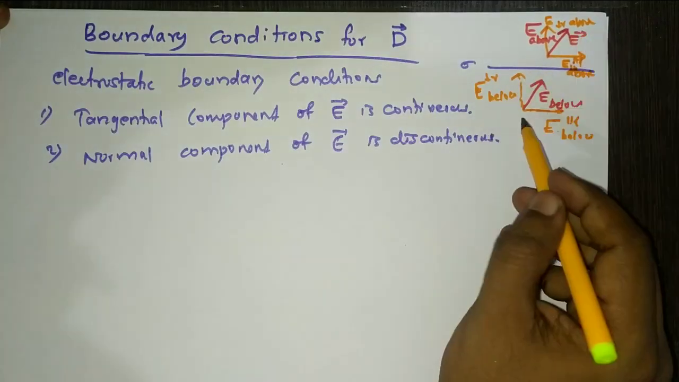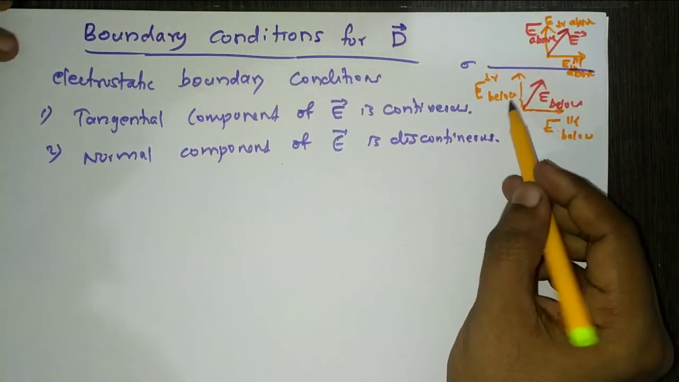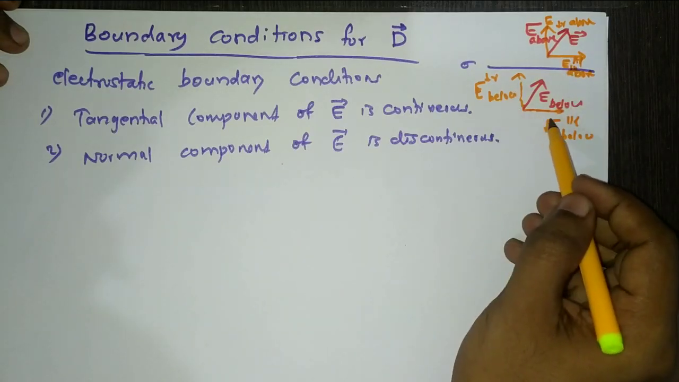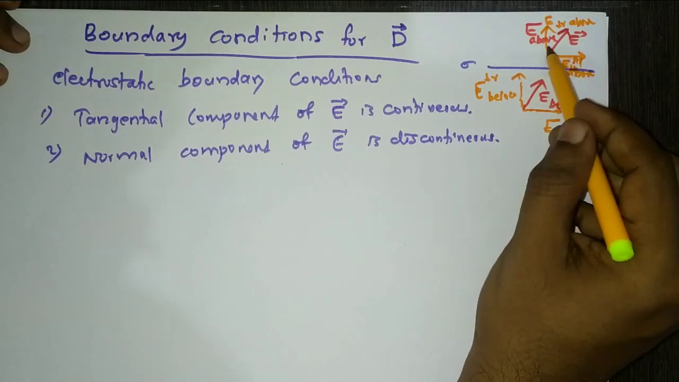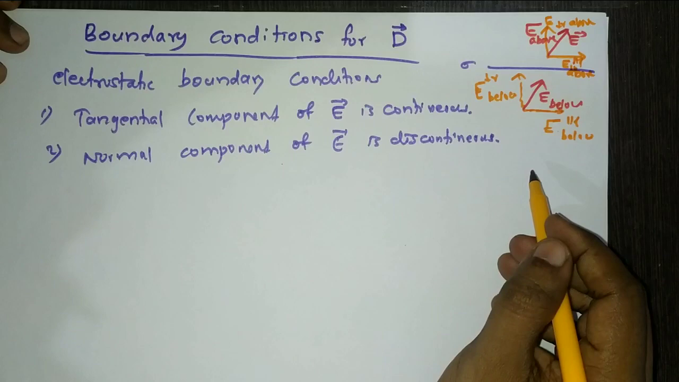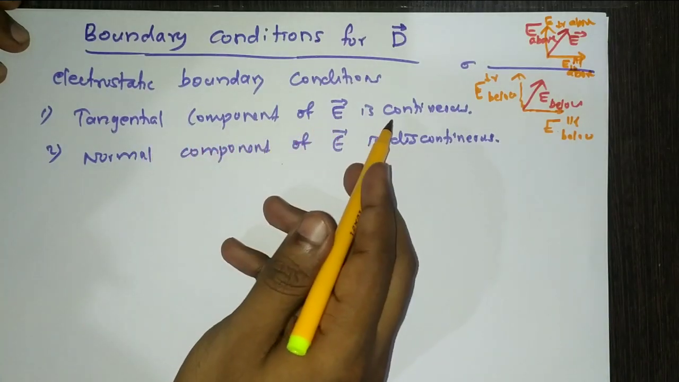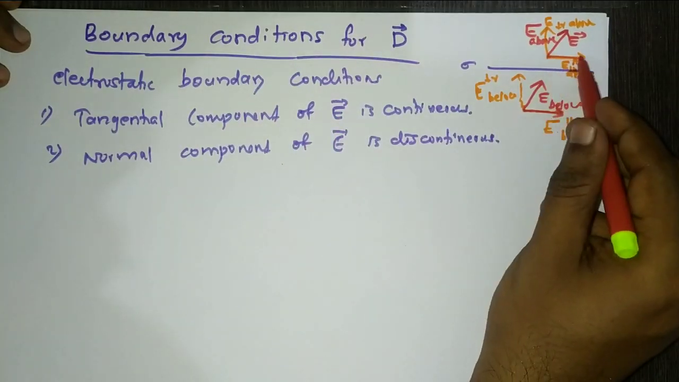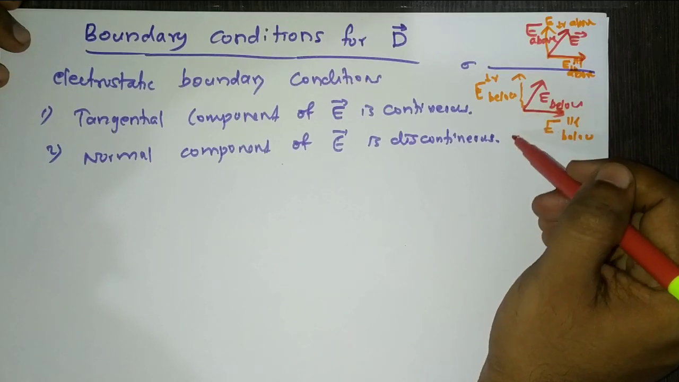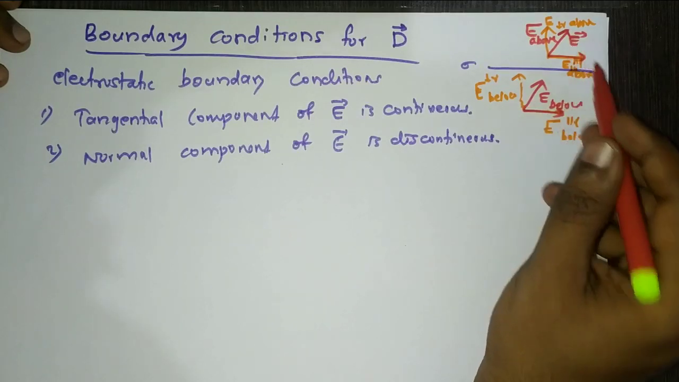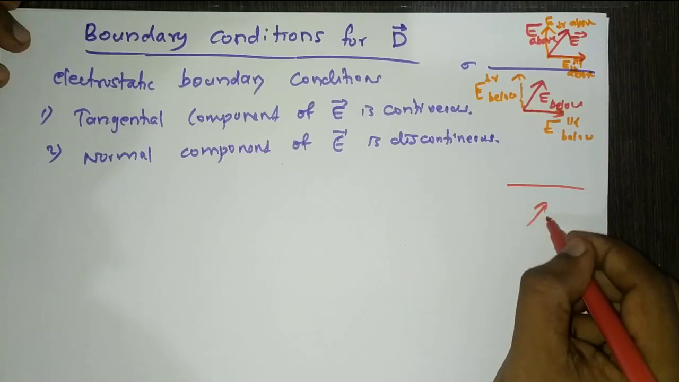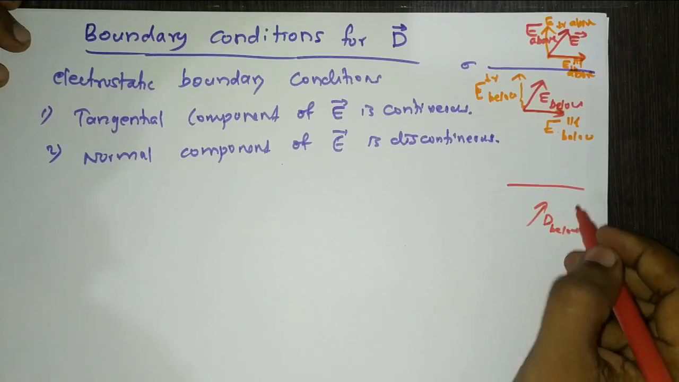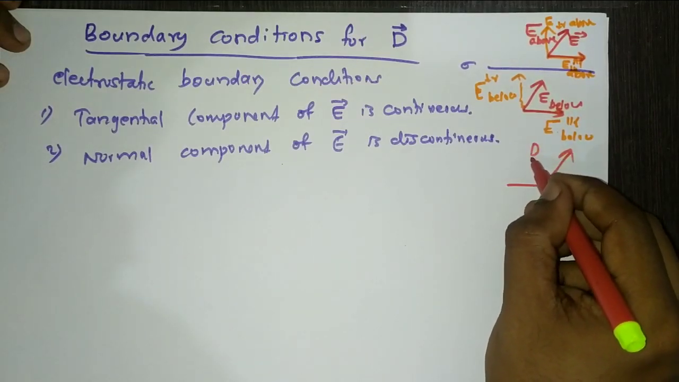In this way, we resolved the components into E parallel and E perpendicular, that is, the tangential component and the normal component in the below case, and the tangential component and normal component in the above case. The tangential component of the electric field E is continuous, which means these tangential components are continuous while traveling from this medium to another medium. In a similar fashion, our electric displacement vector is traveling from the first medium to the second medium.